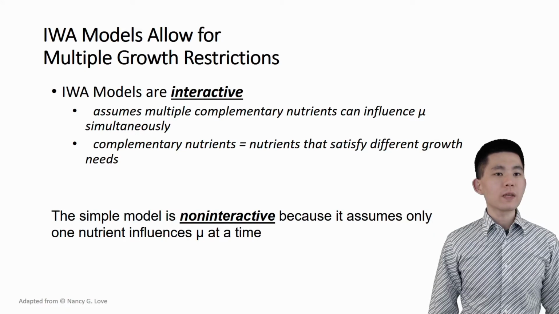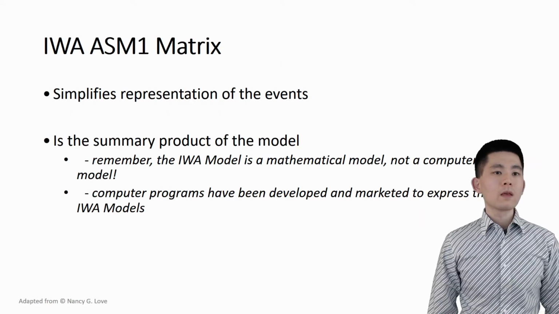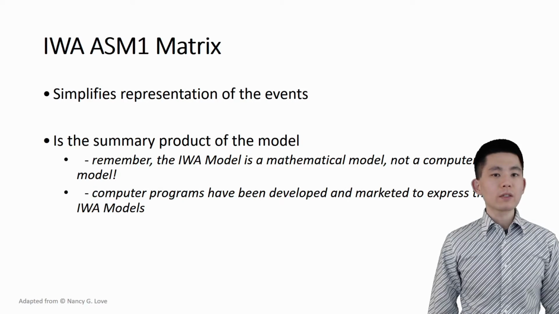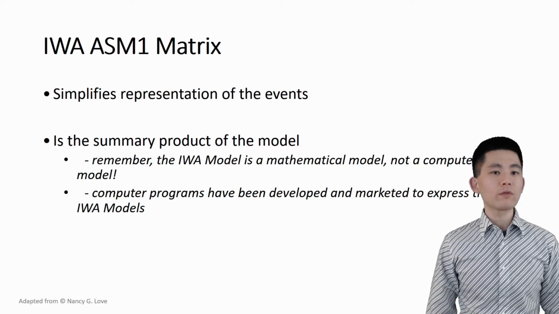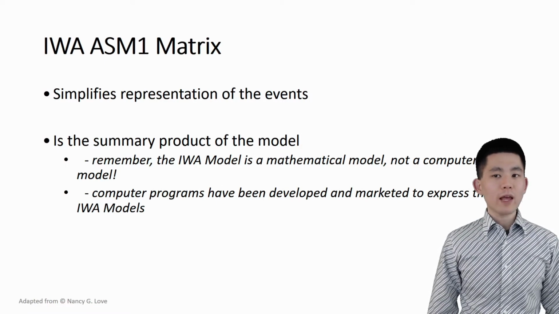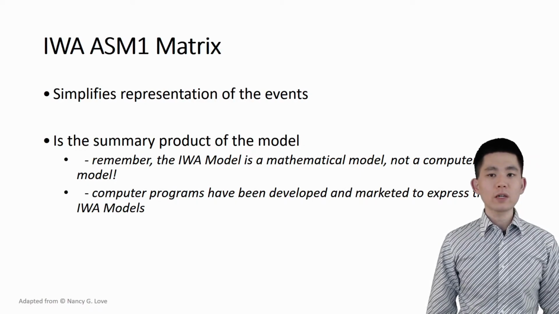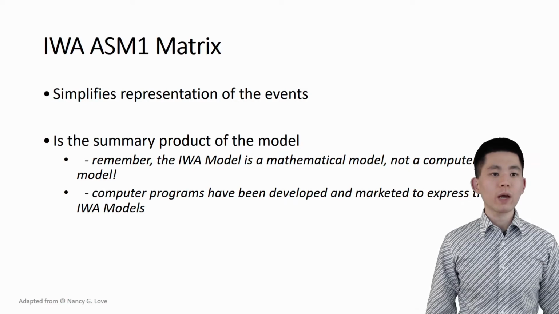This makes ASM1 interactive. As a result, a system of mass balance equations is required to solve the concentrations of those complementary nutrients. But we can use the stoichiometry and kinetics matrix to summarize the processes and their respective stoichiometric coefficients and reaction rates. Then we can use that to find out the reaction terms in each of the mass balances, such as substrate concentration, nutrient concentration, slowly biodegradable compounds concentration, and various biomass concentrations in the reactor.